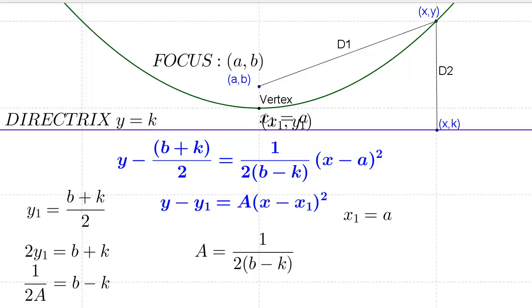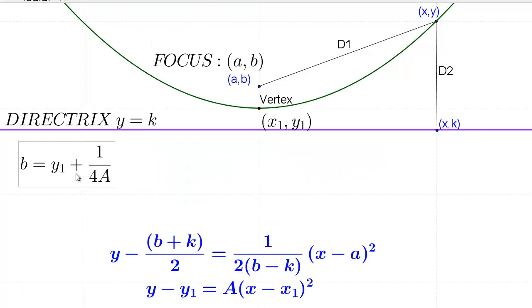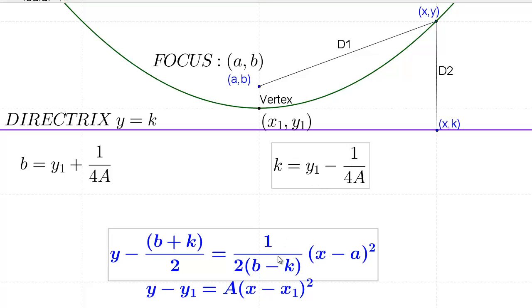Add both equations together, and you're going to get that 2b equals this plus this. And then you can see there's a 2 everywhere, so divide everything by 2 to solve for b. And you get the idea that b equals y1 plus 1 over 4 times the quantity that's before the x minus a squared, the coefficient. Substitute that value of b into the other equations for k, and you're going to get that k is y1 minus 1 over 4 times that coefficient again, which is an interesting pattern, and hopefully it's going to make sense when you put it on the parabola itself.